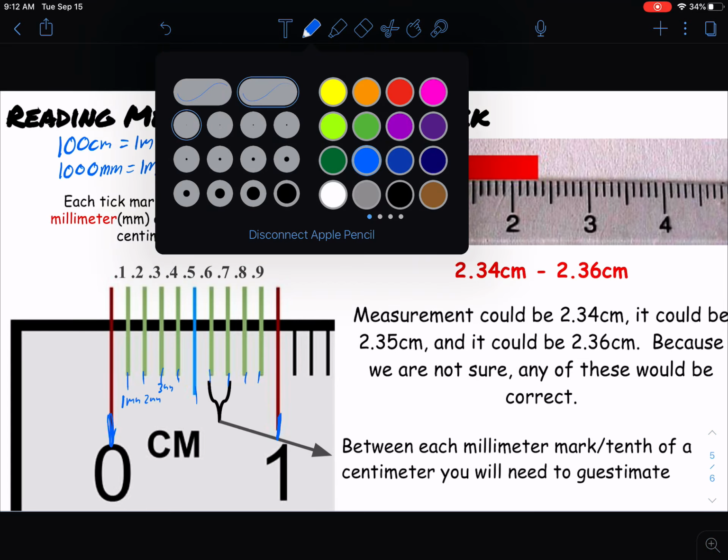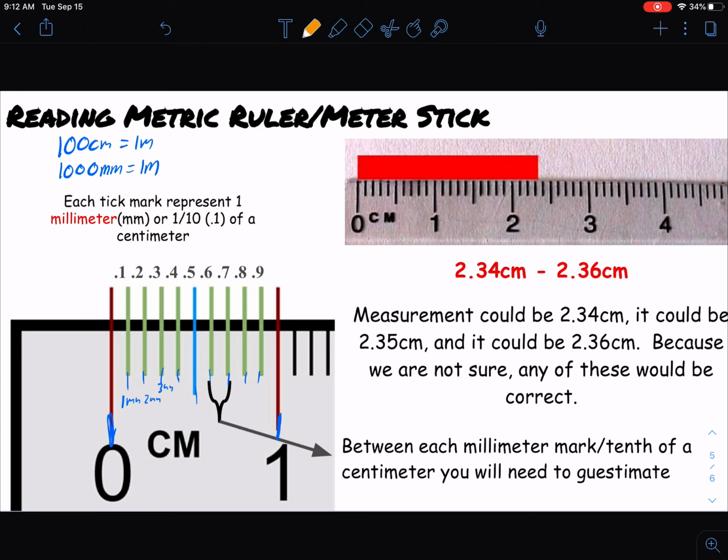I'm going to be changing a color here. We're going to go to orange. This red line here that we see, it's measured to be about 2.34 to 2.36 centimeters. And there's a reason there's a range.